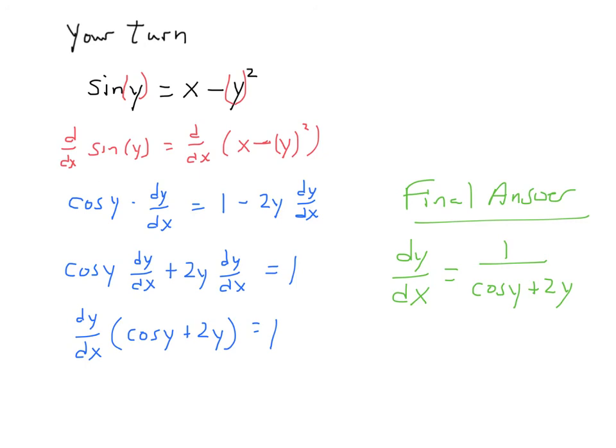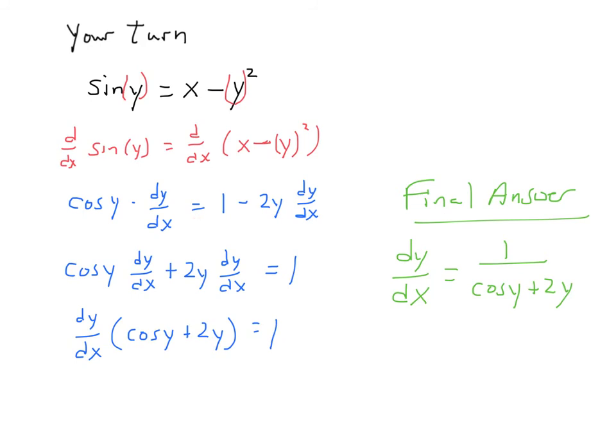I have to take the derivative with respect to x of sine of y, and then I also have to take the derivative with respect to x of the composite function y squared. So when I take that derivative, the derivative of sine of something is cosine of that something, cosine of y, times the derivative by the chain rule. The derivative of the inside function is just going to be dy dx.